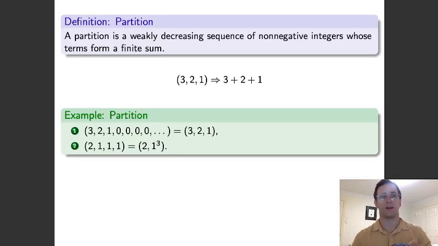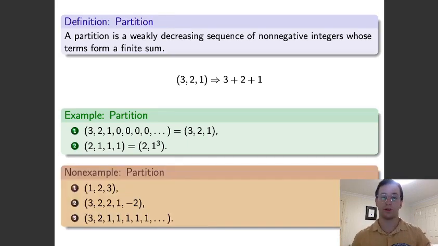You'll also see that you're going to frequently get a lot of repetition. For instance, in this example here, 1 occurs 3 times. Rather than writing 1 3 times, you can write 1 raised to the power of 3. That is to say that the multiplicity of 1 in that partition is equal to 3, or 1 occurs 3 times in that partition.